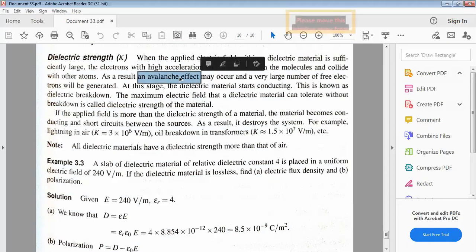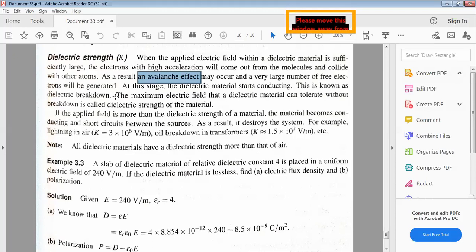Avalanche effect means whenever the supplied potential is higher than the attraction forces from the central nucleus on the valence band, the electrons come out of the valence band and move with high velocity. During that movement, they collide with nearby atoms. Whenever they collide, they transfer their higher energy to those molecules. Again the electrons in the valence band move away from the other molecules.